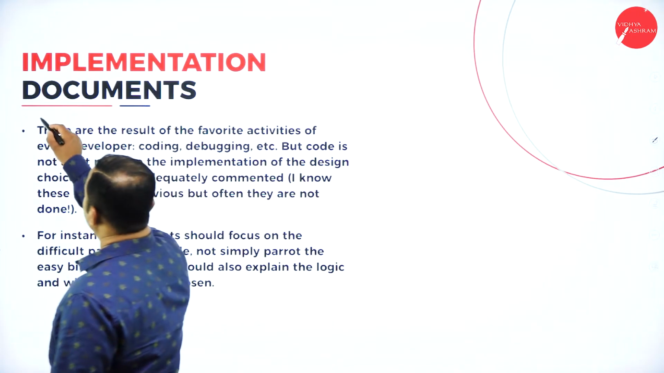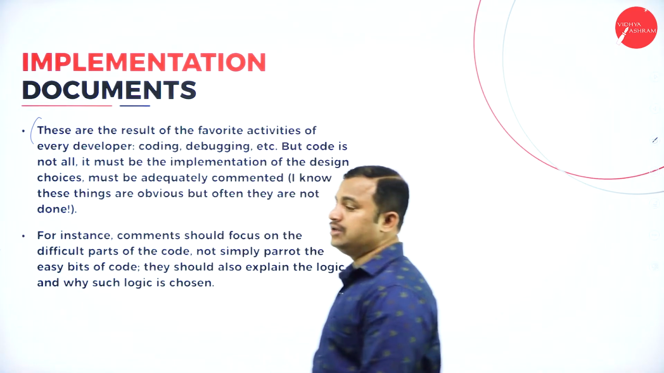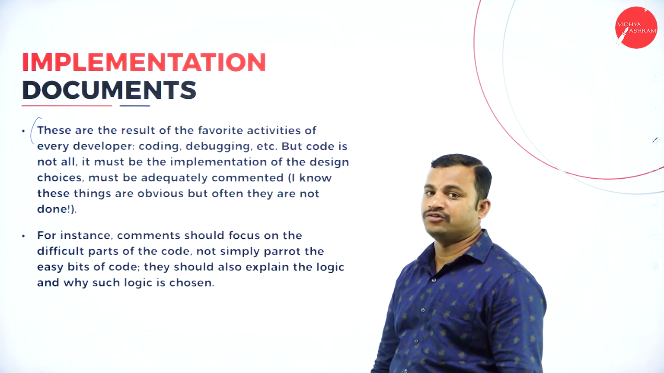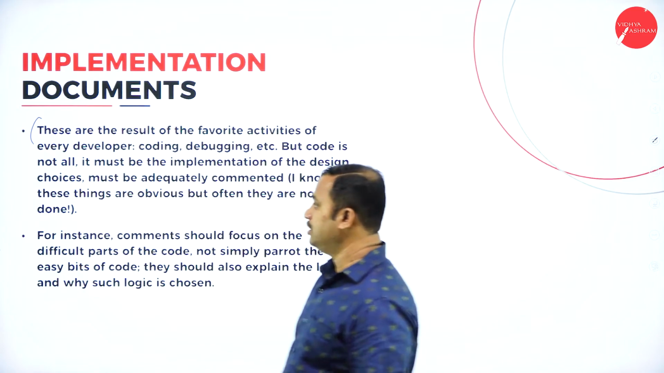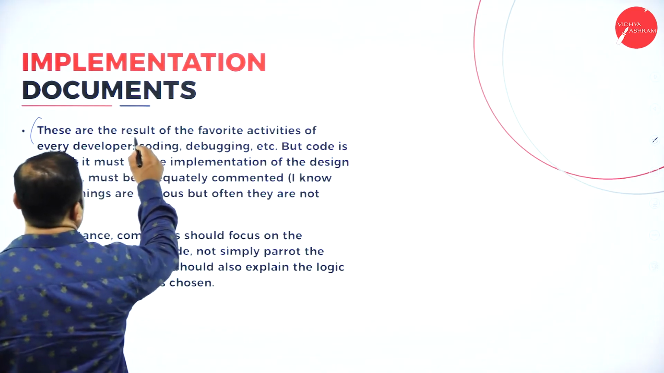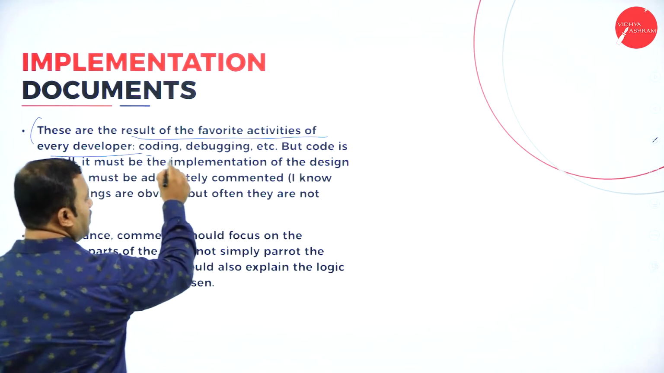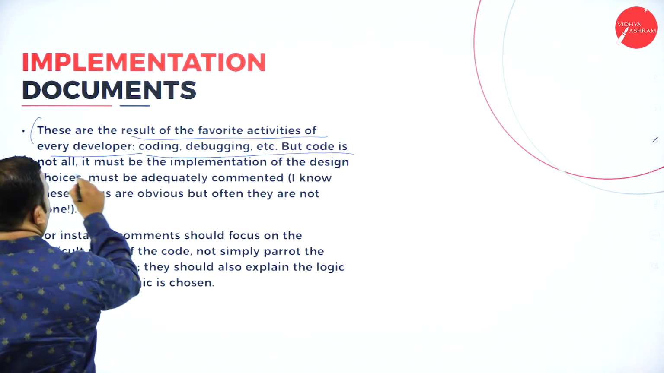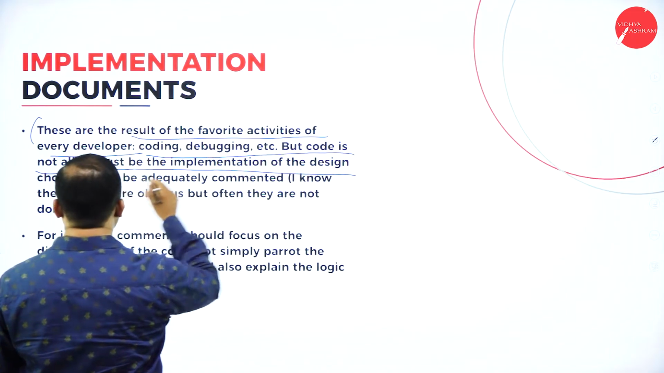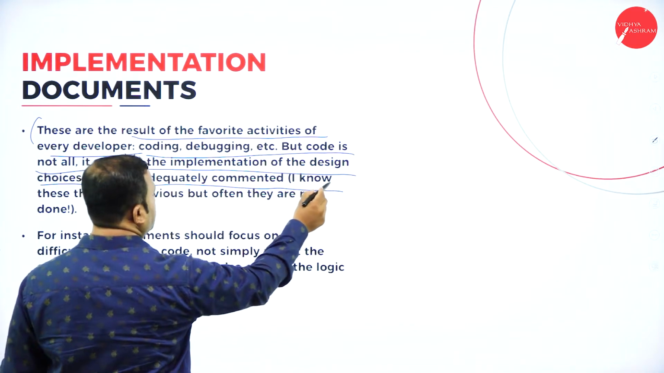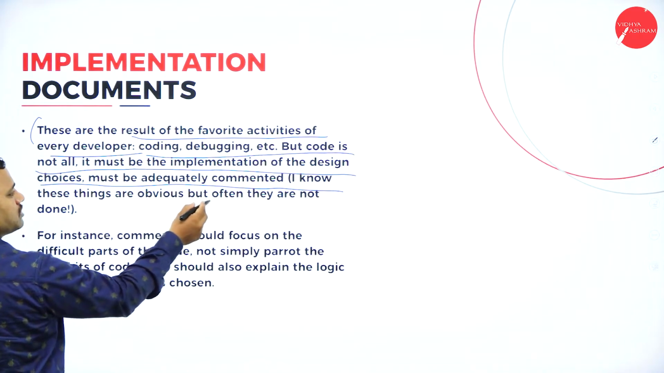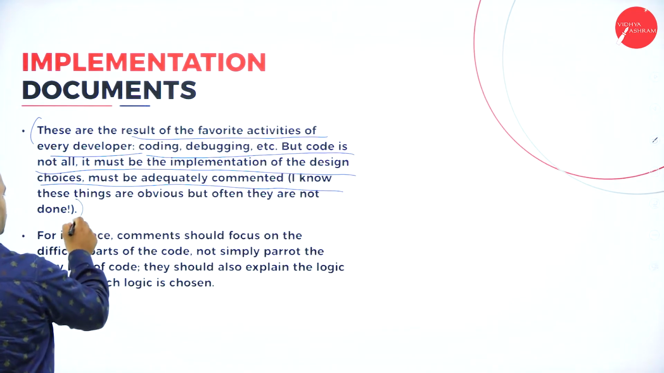Then moving on to the implementation part, how the documents are going to be helpful, that is unit testing is to be carried out. These are the result of the favorite activities of every developer, that is coding and debugging, but code alone is not enough. It must be the implementation of the design choice, but adequately commented. I know these things are obvious, but often they are not done.